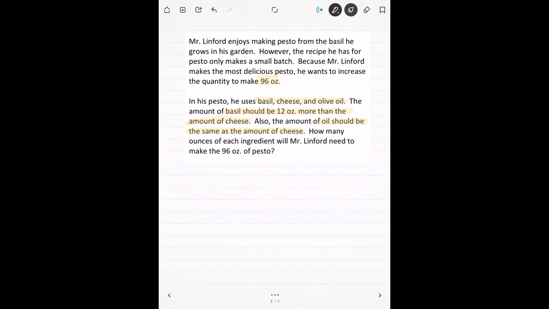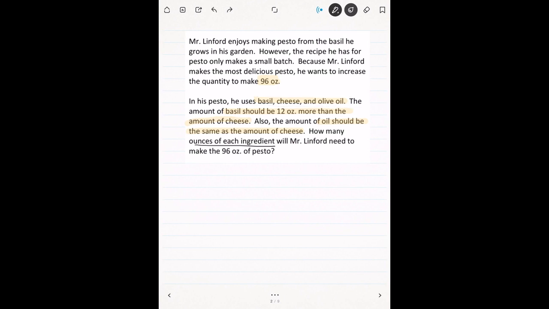As we read through this problem, the first thing we should ask ourselves is, what do we need to find? We've got a main idea of the problem. What are we trying to solve for? That's what's important to answer right away. Really, we're trying to solve for how many ounces of each ingredient we will need. So those are our unknowns, because in this case we have multiple things that we're solving for. So we need to find the amount of ounces of basil, cheese, and olive oil.